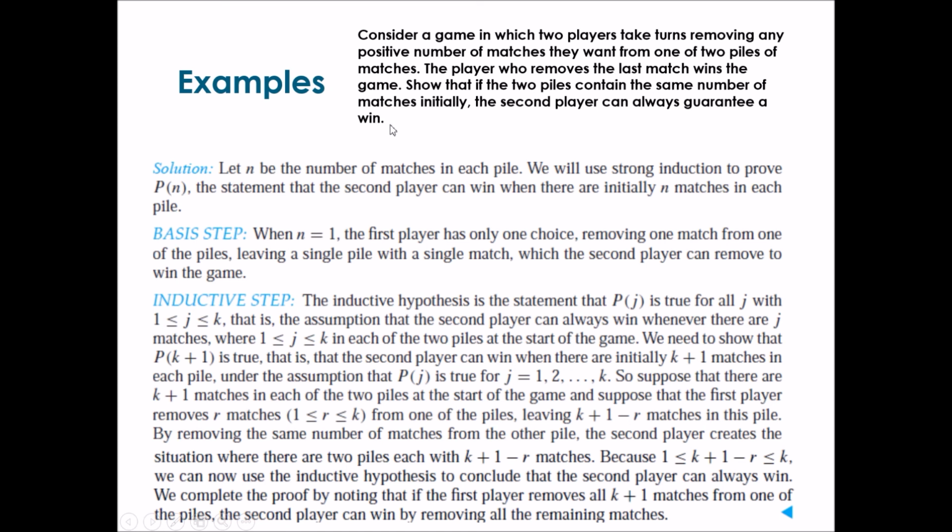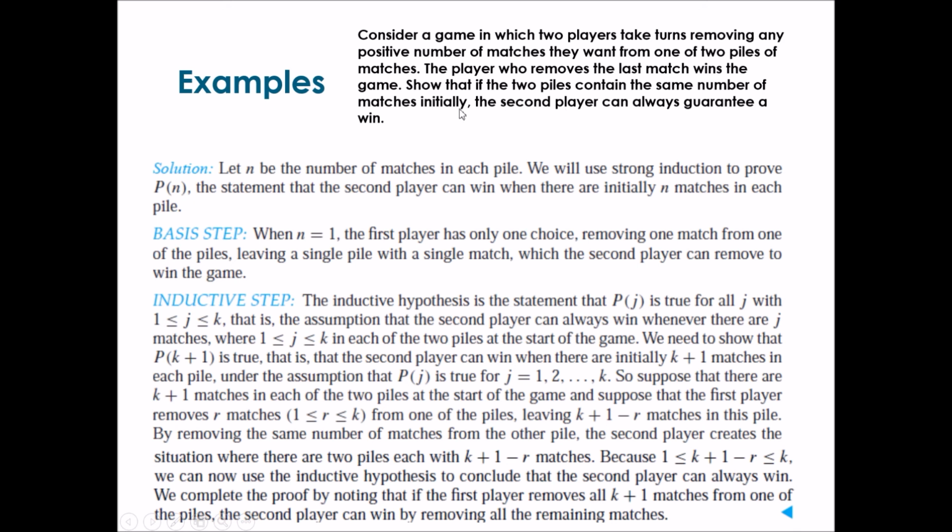So the game here is one player has one pile of matches, the other player has another pile of matches, and both piles contain an equal number of matches, and they remove turn by turn an equal number of matches from the piles. Okay, I hope you get the question. Now let's try to solve it.